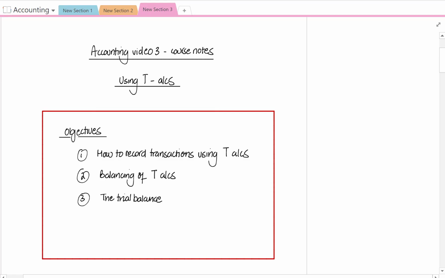Hiya and welcome to this video where I aim to cover the recording of transactions using T accounts. Understanding how to record transactions in T accounts will then lead us nicely to one of the first steps in summarizing transactions, and that is to balance off the accounts. We'll then end this video with a brief introduction to the trial balance.